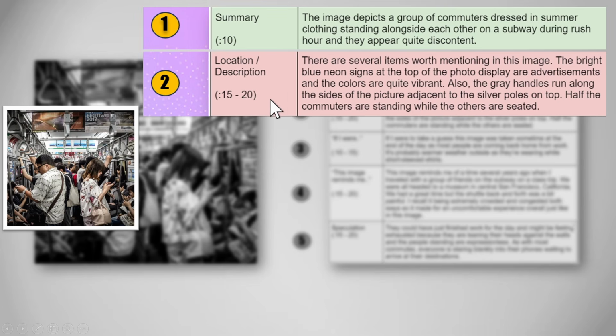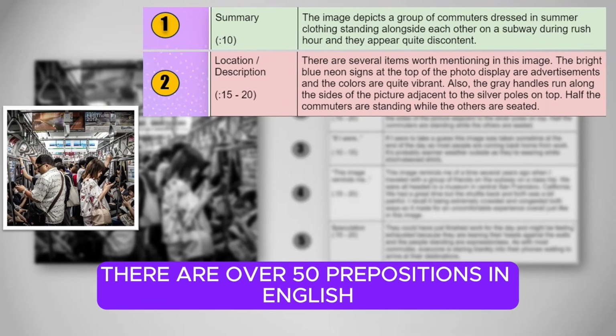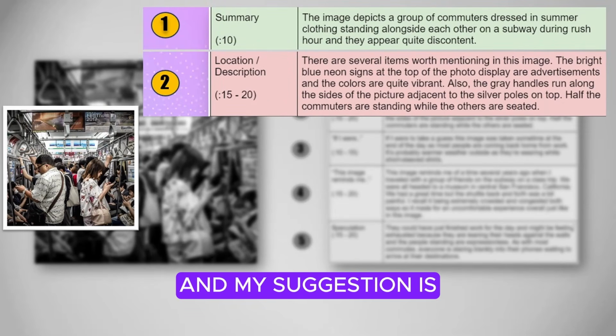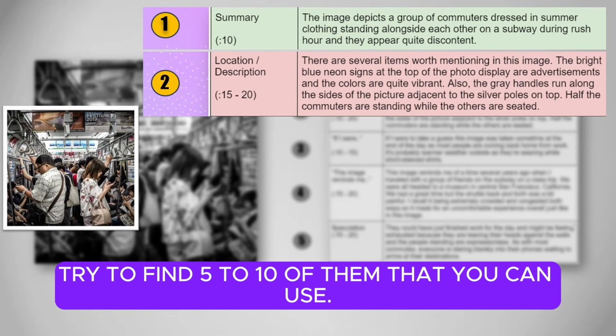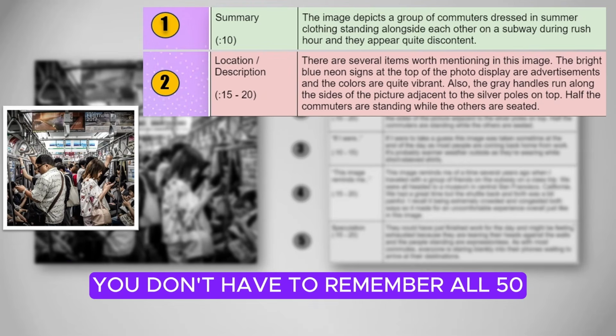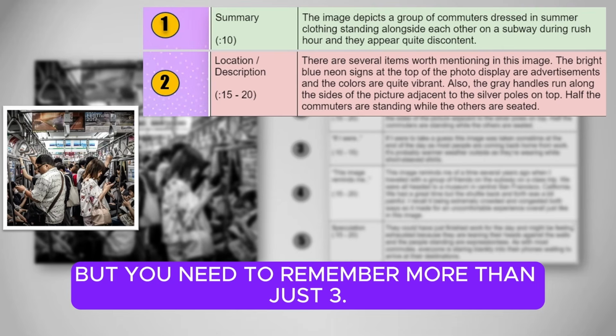In this section, when we talk about location and description, it's important to understand prepositions are very key in this section of the question. There are over 50 prepositions in English, and my suggestion is try to find 5 to 10 of them that you can use. You don't have to remember all 50, but you need to remember more than just 3.